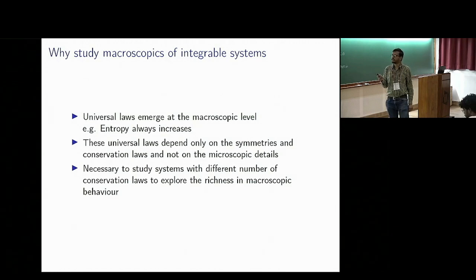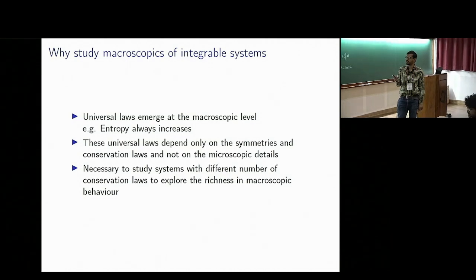The reason is that when we study any system at a macroscopic level, universal laws emerge, and these universal laws depend only on the symmetries and the conservation laws. One example of such a universal law is the second law of thermodynamics, which says that the entropy always increases, but it increases in such a way that it is constrained by the conservation laws. So conservation laws provide us a means of classifying the universality classes of systems, and it is necessary to study systems with different numbers of conservation laws to explore the different types of macroscopic behavior.